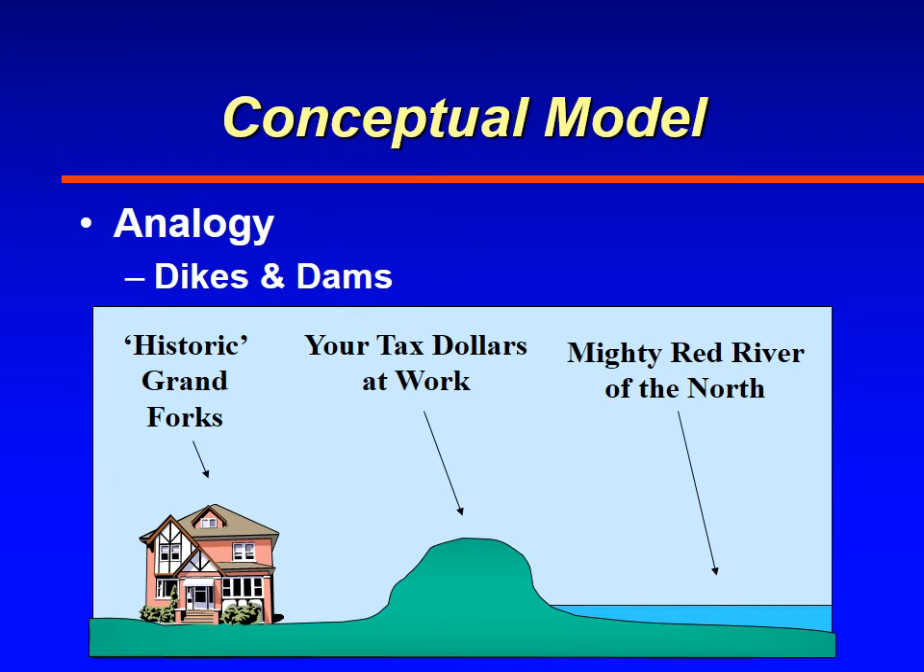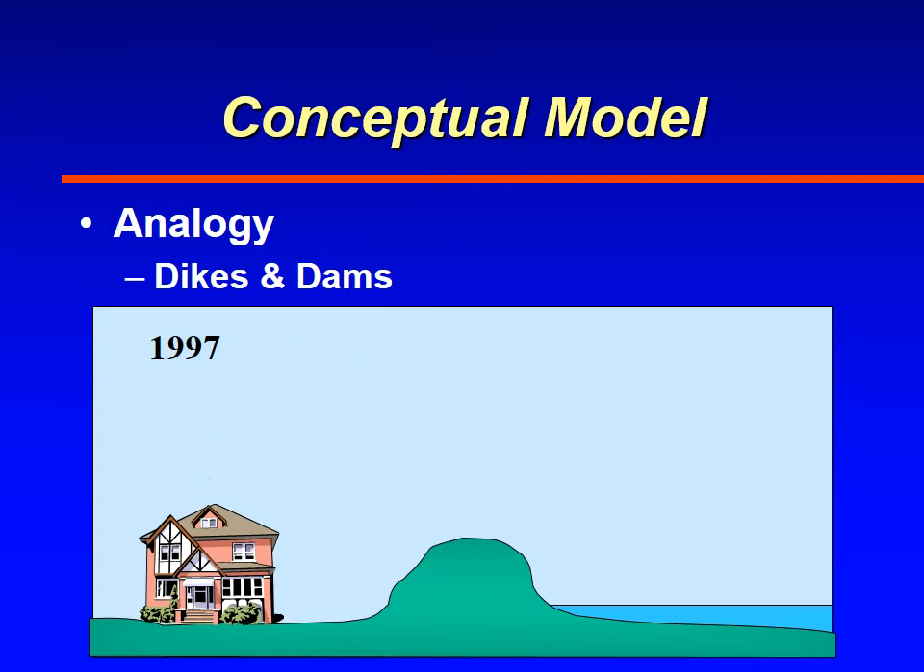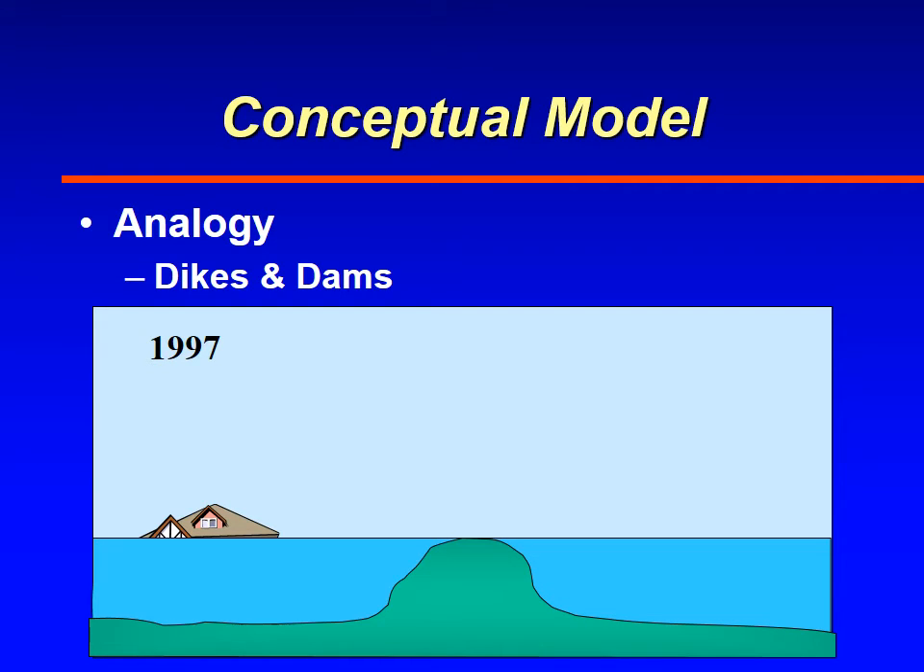A good way of examining this is to use an analogy, and I call this one the dike and dam analogy. So we're looking at Grand Forks back in 1997. That was many years ago, but there was a devastating flood in Grand Forks. At that time we had a very small dike down on the river to prevent the mighty Red River of the North from overflowing its banks. So in 1997, there was not a very big dike, and the water did overcome the dike and flooded the town.